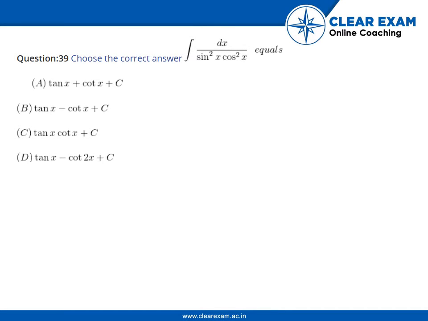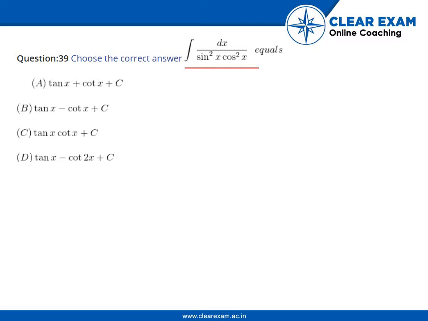Hello guys, welcome back for another question from the topic integral functions, and let us see what our question says. So we have to integrate some function, and our function is 1 upon sin square x into cos square x, and we have to integrate this function with respect to x. So how do we approach this question?